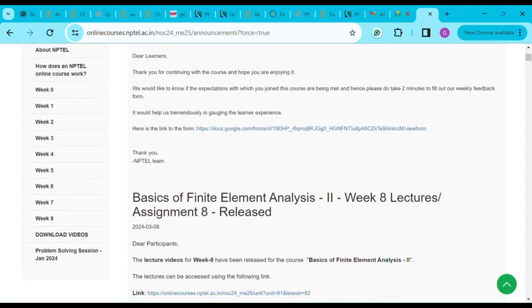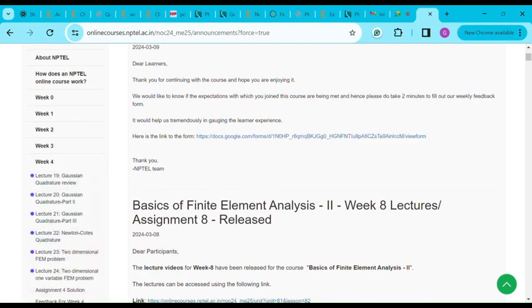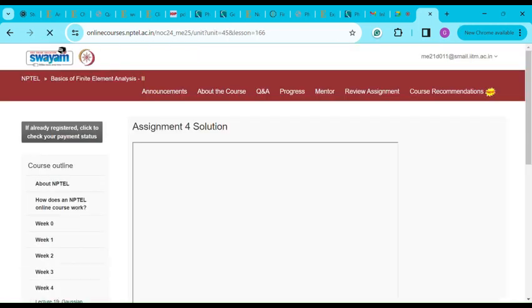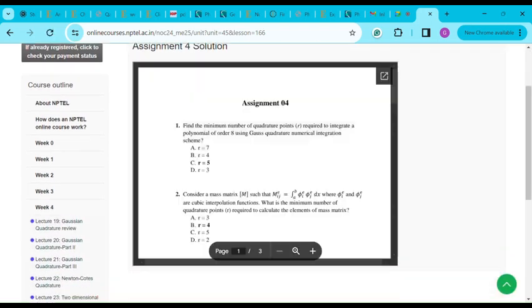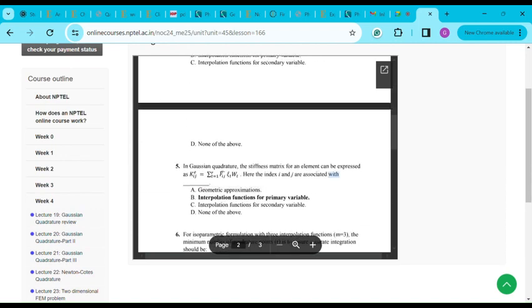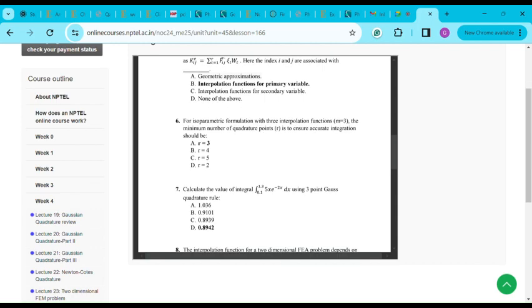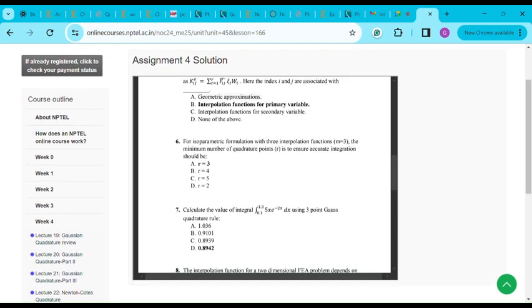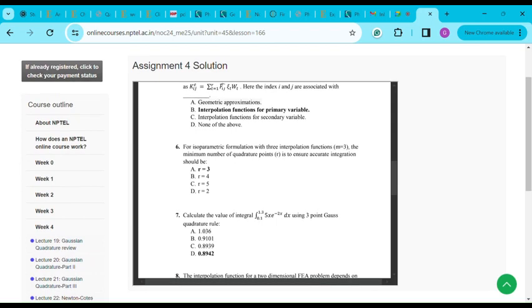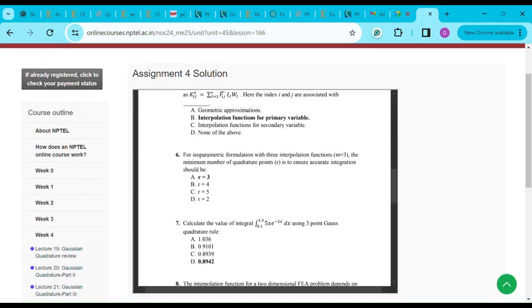Assignment number? 4. Okay. Sixth question. Okay. Write a parametric formulation with 3 interpolation functions. The minimum number of quadrature points to ensure an accurate integral solution should be 3.